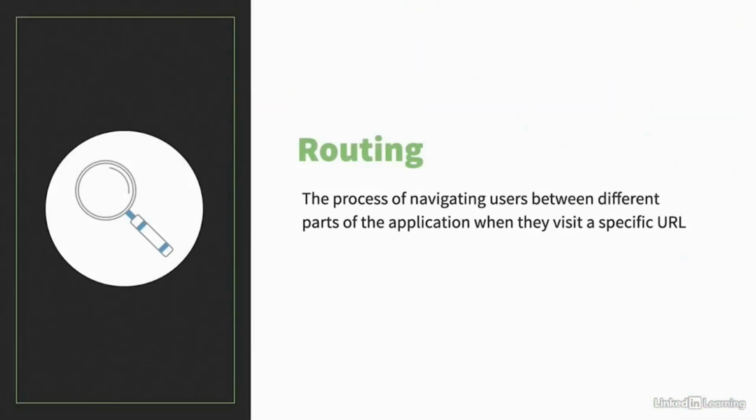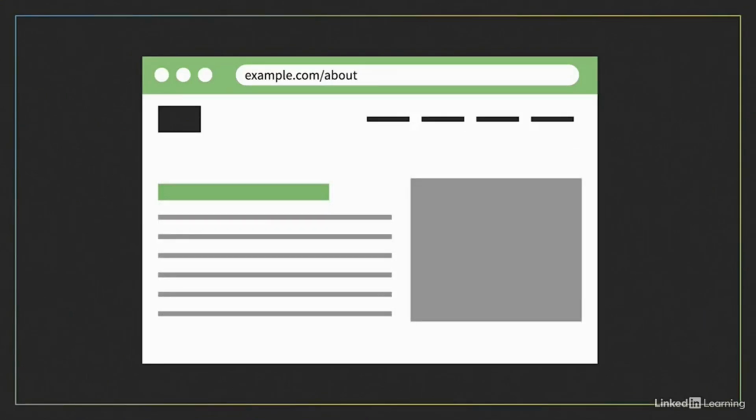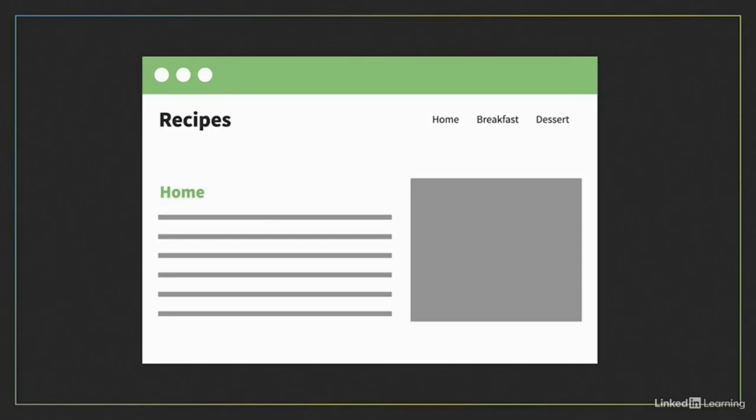So routing is the process of moving or navigating users between different parts of the application when they visit a specific URL. In React, you navigate through a single page app by swapping out the components displayed on screen as the URL changes. For example, a user on a recipe search app clicks a dessert recipes link in the navigation menu to navigate from the homepage to a page displaying dessert recipes. In this case, a home component might get replaced by a categories component that displays all the dessert recipe details.